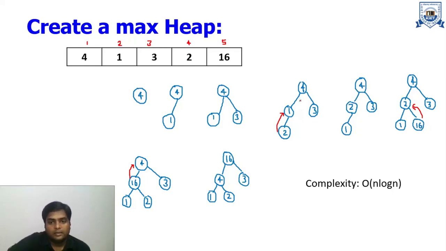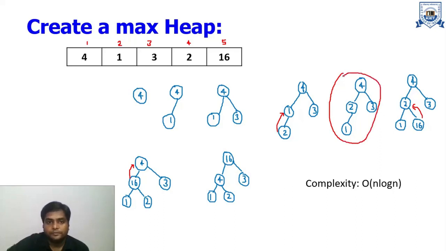But right now it is not a maximum heap. Why? Because this child value must be less than this particular node, because each node has values greater than or equal to its children. So we have to perform swapping. This 2 will be moved over here and 1 will be moved over here. Now it will look like 4, then 2, 3 and 1. Now this satisfies the properties of max heap.